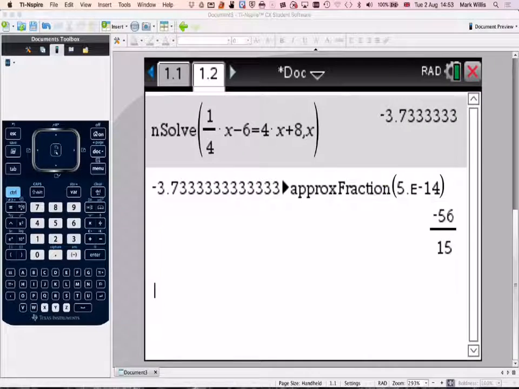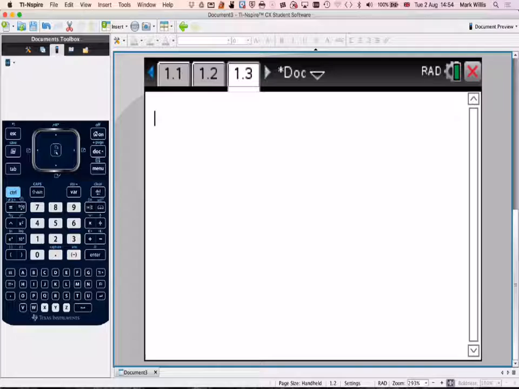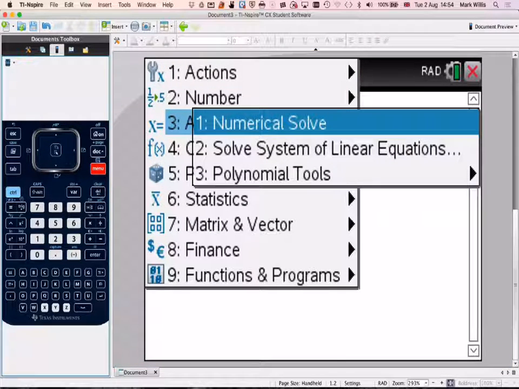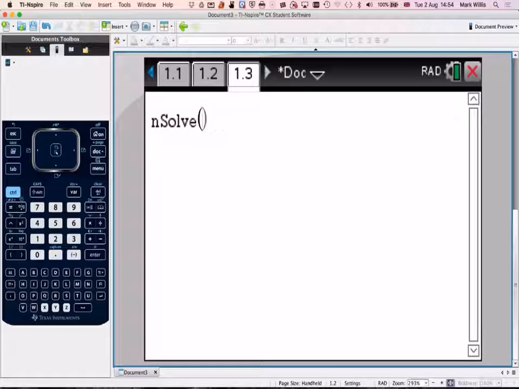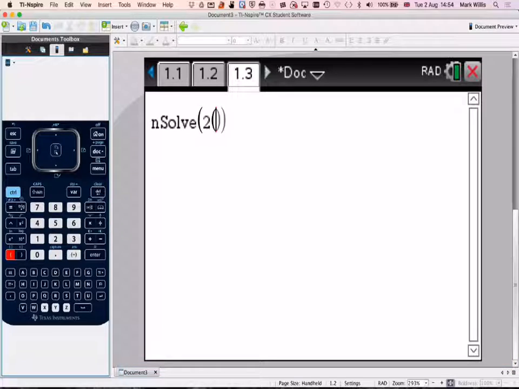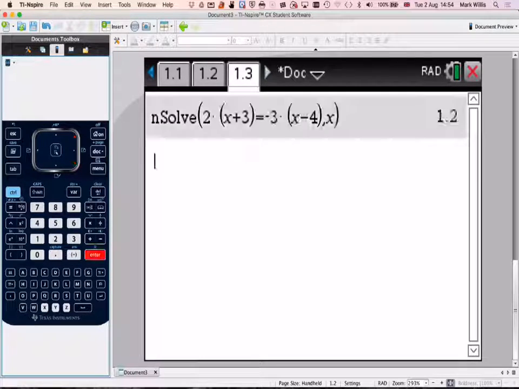Go into my GDC, and let's go to the home screen. We'll just make a new one again, not to get confused. So menu, number 3, algebra, numerical solve, and now put in 2. We need to put another set of brackets in. Brackets, x plus 3 is equal to minus 3 brackets x minus 4 at the end here, but inside the main brackets we need to put comma x if we want to solve it for x. Press enter and you see we get 1.2.